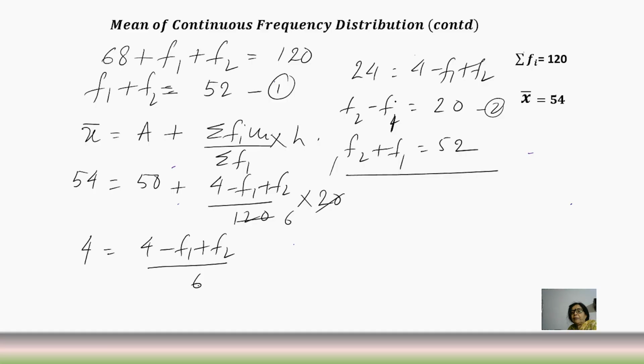I am using the elimination method, so simply add them. The f1s will get cancelled. You are left with 2f2 is equal to 72. So f2 is equal to 36. So if f2 is 36, f1 will be 52 minus 36, that is 16. So in this manner we get the frequencies which are not given, which are missing in the data.